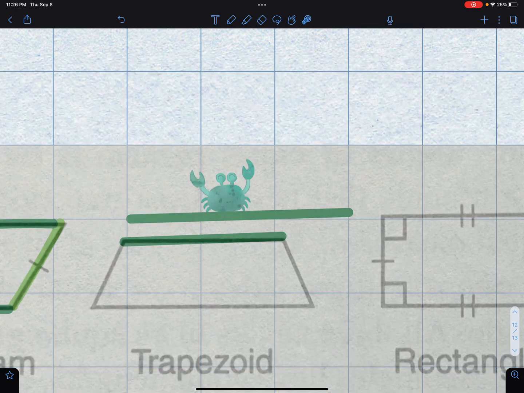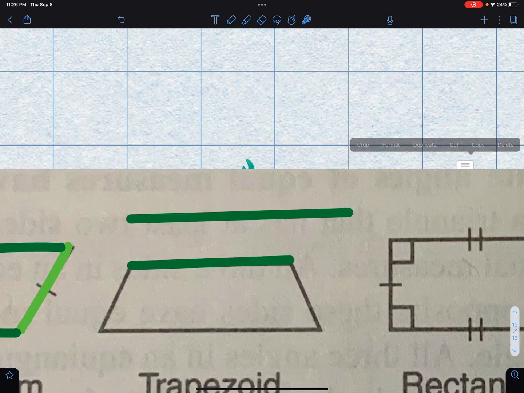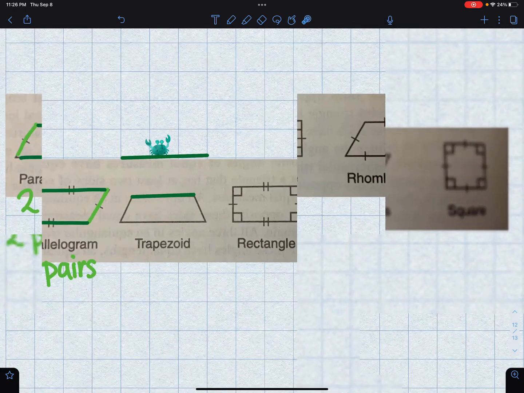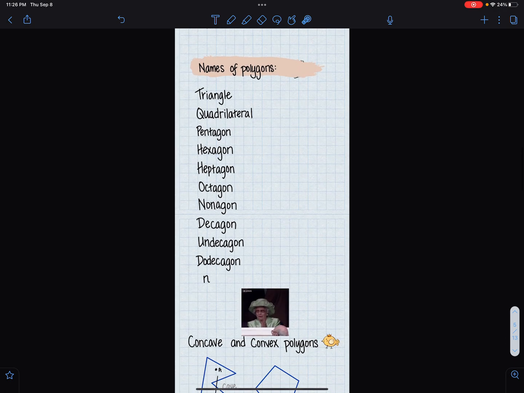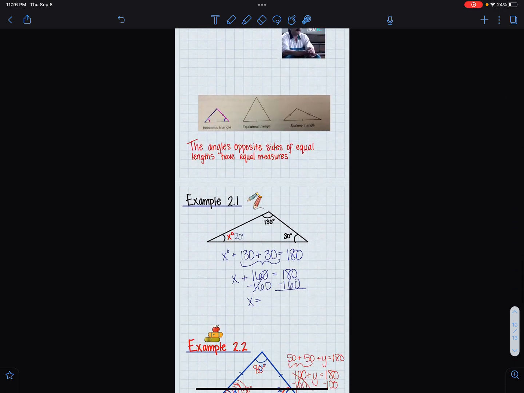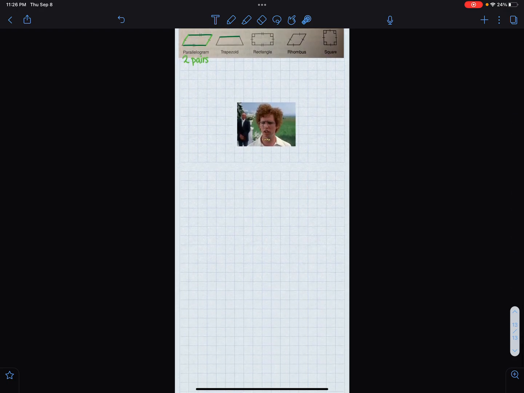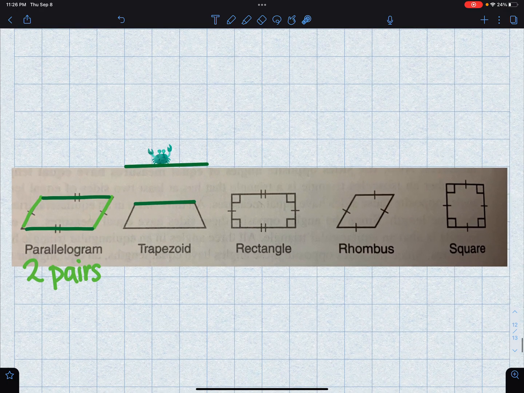I would put it at, whoops, my goodness, where's that crab going? He wants to escape. Oh my goodness, what just happened? Oh no. I don't even know how I did that, but it's like midnight, and I think my iPad is tired or something.